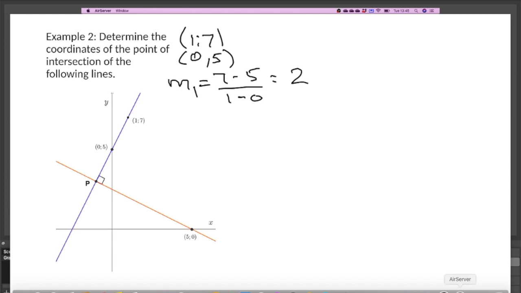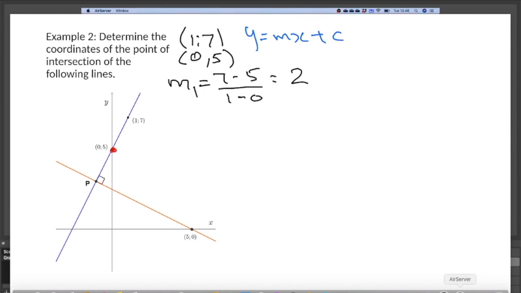I'm using the form y equals mx plus c. So if I'm using y equal to mx plus c, the next thing I need now is c. But fortunately for this example, I know where the line cuts the y-axis.